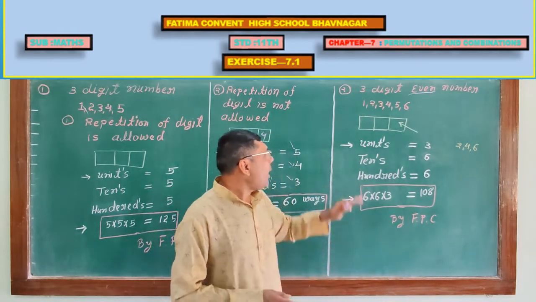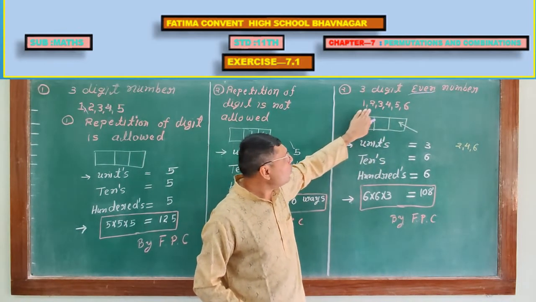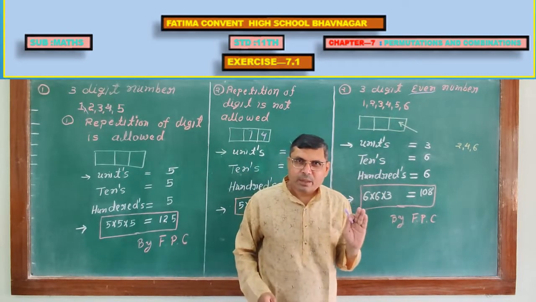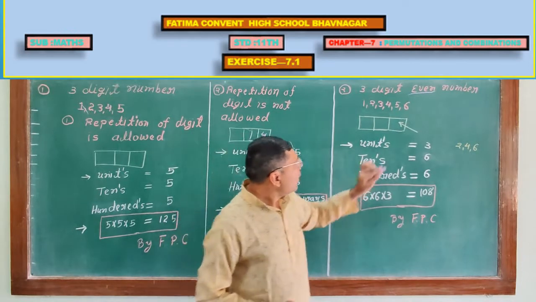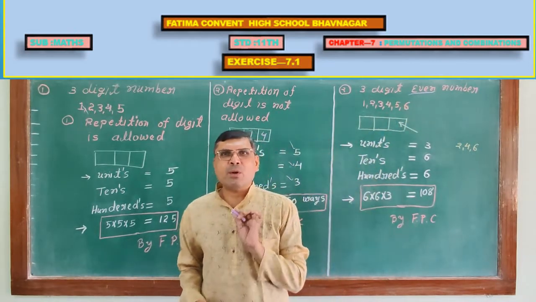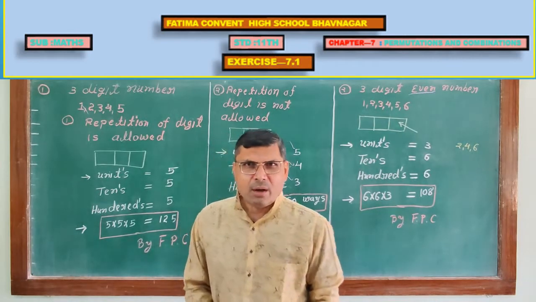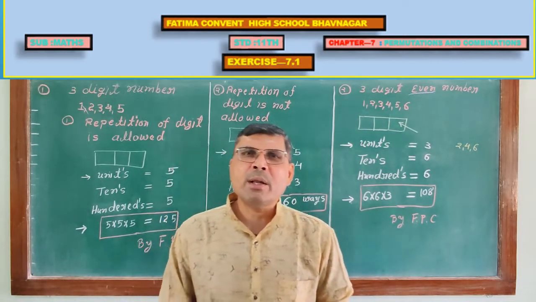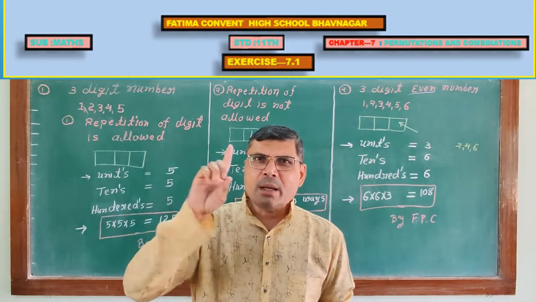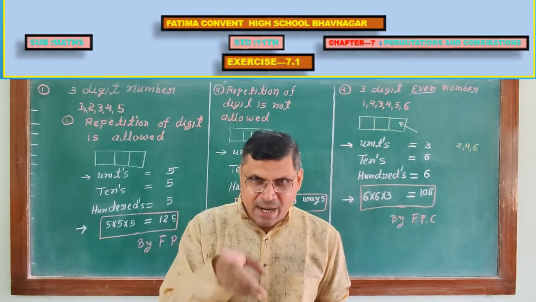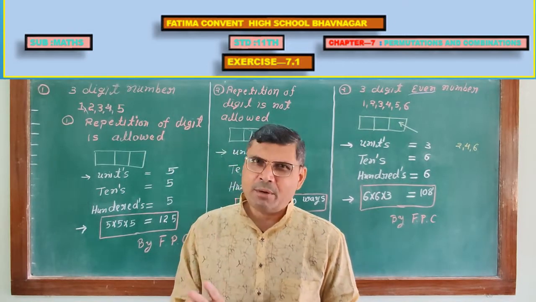Let us see. I want to form a 3-digit number. The numbers given are 1, 2, 3, 4, 5, 6. Now let us see in how many ways it is possible. Remember, even number means which type of number, that you should know first. Whenever you see any number, if you want to check whether that number is even or not, very simple, the last digit should be divisible by 2. This is the key to find out an even number.